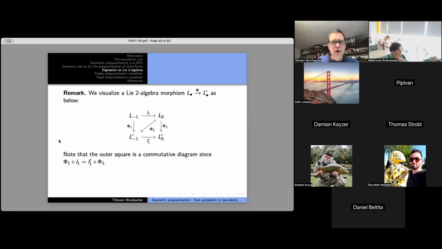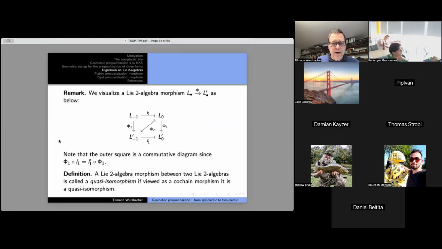Okay, this is a Lie 2 algebra morphism. And in the world of Lie 2 algebras or Lie infinity algebras, one does not really look, or maybe is too optimistic to look, for isomorphisms, as in the world of Lie algebras. And I remember that the KKS prequantization morphism was an isomorphism of Lie algebras. Here, the right notion is quasi-isomorphism.